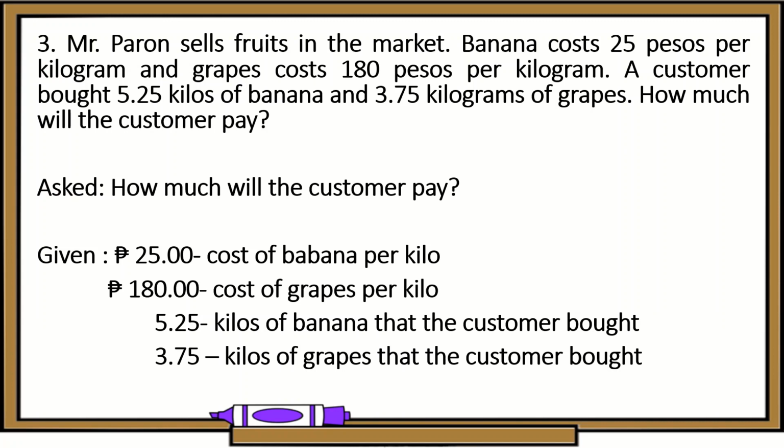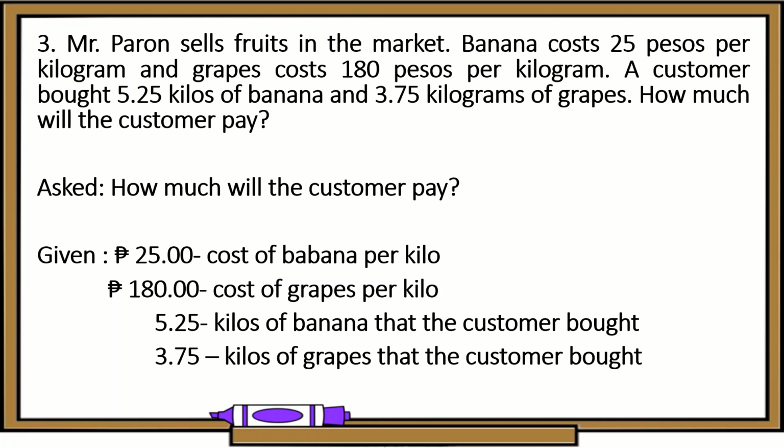For number 3 on this learning task, si Mr. Paron ay nagtitinda ng fruits sa market. Ang banana ay nagkakahalaga ng 25 pesos per kilo at ang grapes ay 180 pesos per kilogram. Bumili ang customer ng 5.25 kilos of banana and 3.75 kilograms of grapes. How much will the customer pay? For our ask, magkano ang kailangan bayaran ng customer?